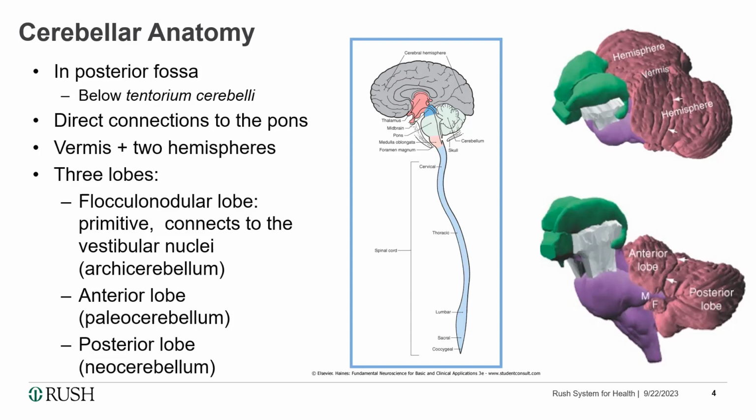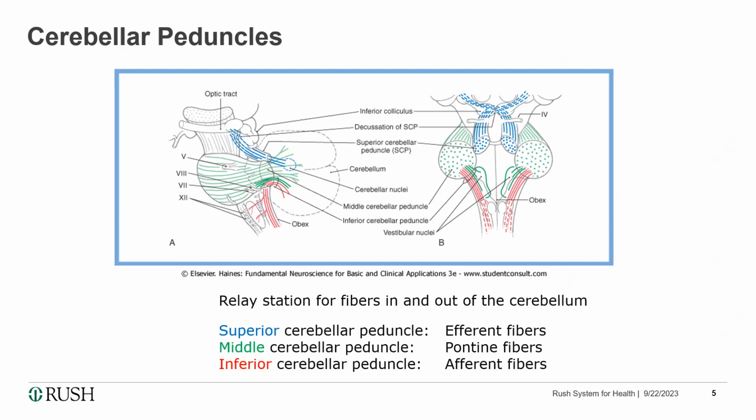Well, it helps us as we're localizing cerebellar lesions, especially if we have a focal lesion within the cerebellum. I'm not going to be talking a lot about focal lesions within the cerebellum. I'm going to be talking mostly about disorders that affect the cerebellum as a whole, but we just want to review the anatomy so we understand localization. Next slide.